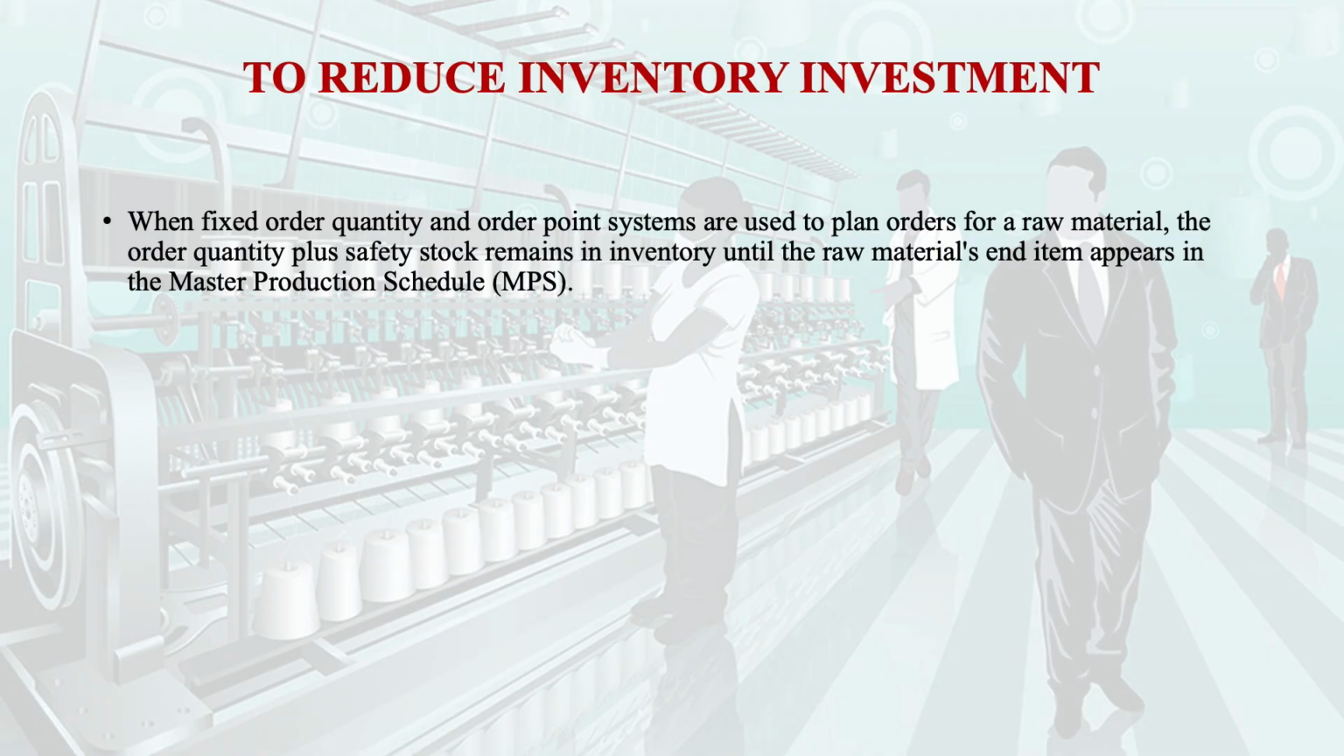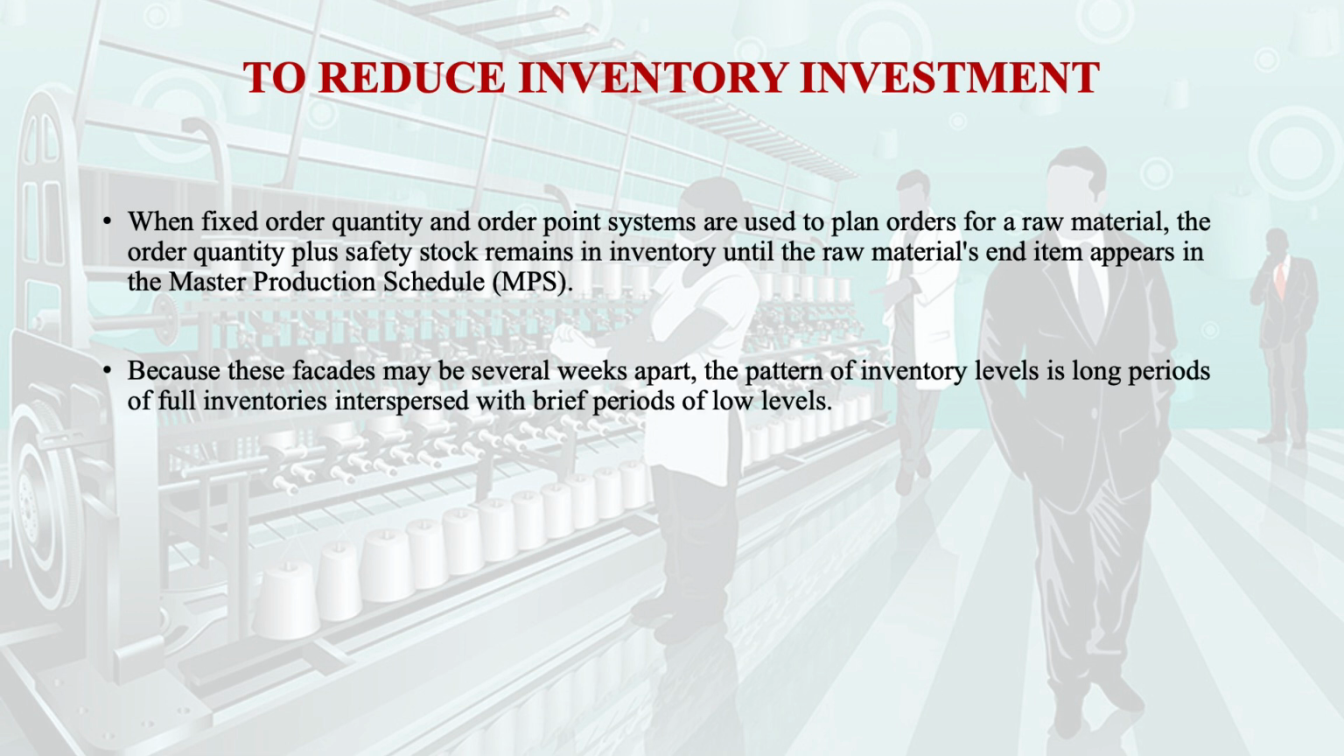Second important objective is to reduce the inventory investment. When we have the fixed order quantity and the order point system, then we normally plan the orders for the raw material, planning for order quantity plus safety stock for the inventory. Because in the master production schedule, we have the quantity of order or the economic order quantity, and then we also keep the safety stock. So we take the total economic order quantity and the safety stock.